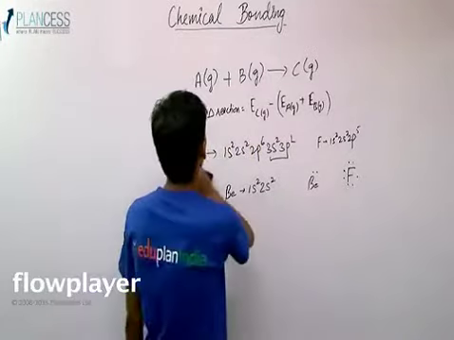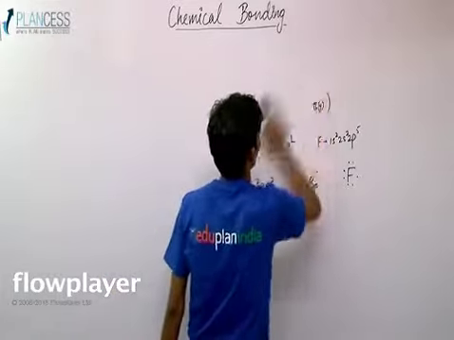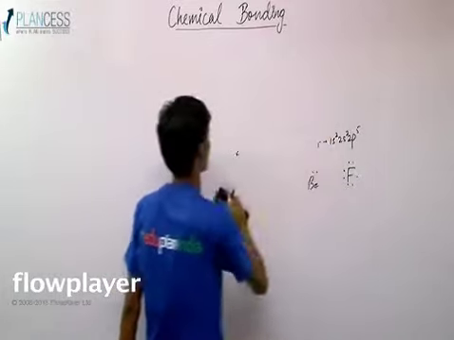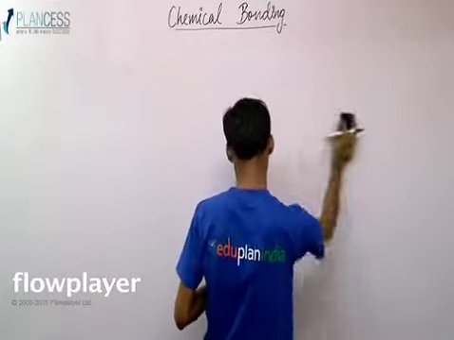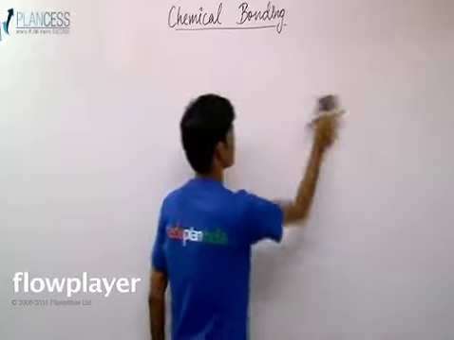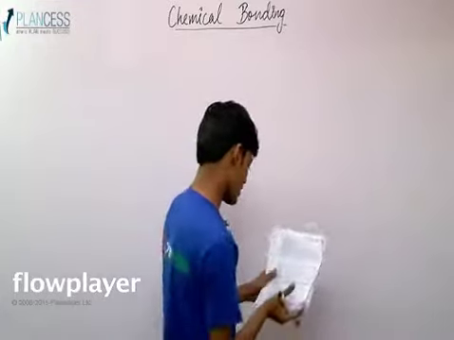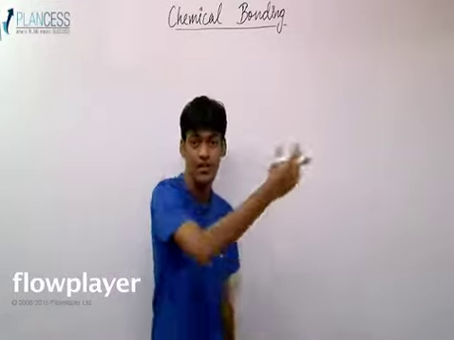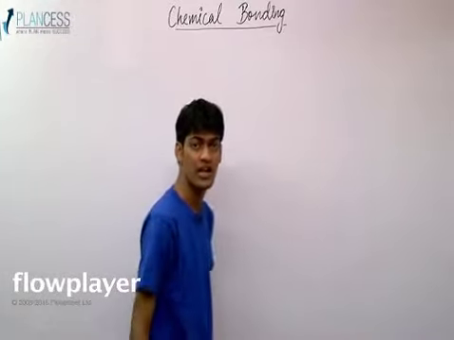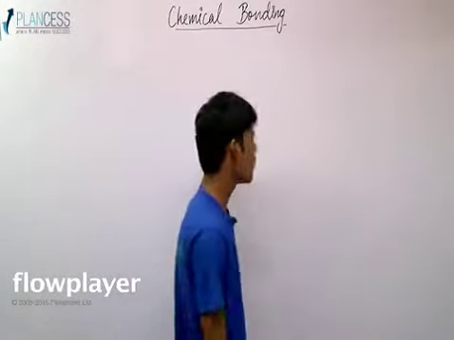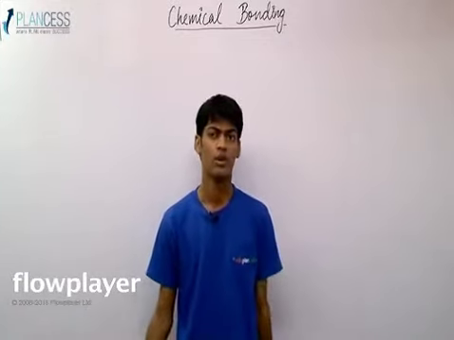Now, as I was talking about the transferring of an electron, it results in an ionic, or I can say electrovalent bond. So let me state what an electrovalent bond is. The bond formed as a result of electrostatic attraction between the positive and negative ion is known as the electrovalent bond. Now what are the factors on which the formation of an electrovalent bond depends?